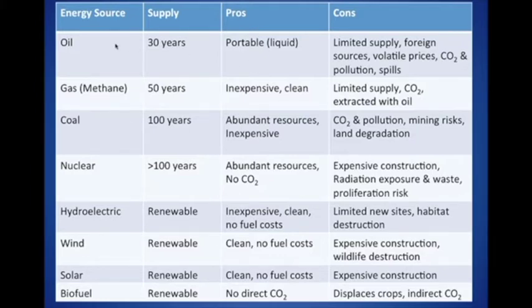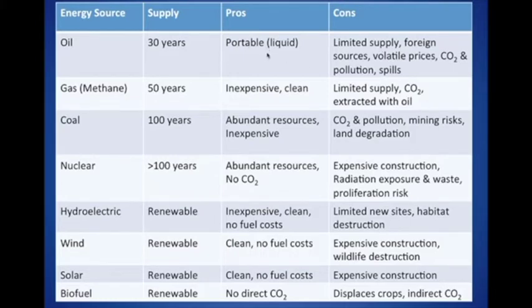Okay, various energy sources and estimated supply. Oil, somewhere I came up with a number of 30 years. That's not till it runs out, but that's basically till it starts declining in availability. It's an estimate of when peak oil would happen. Okay, anyway, there's some pros and cons listed here.